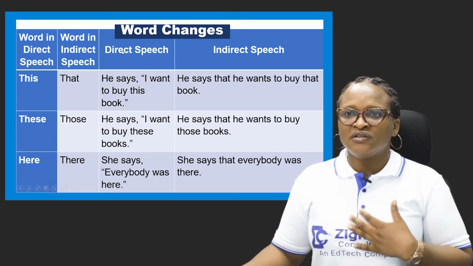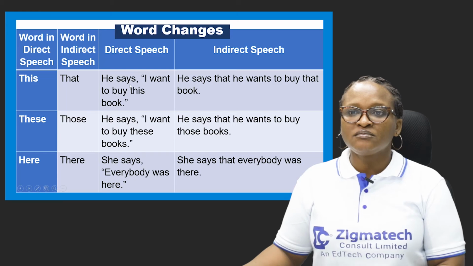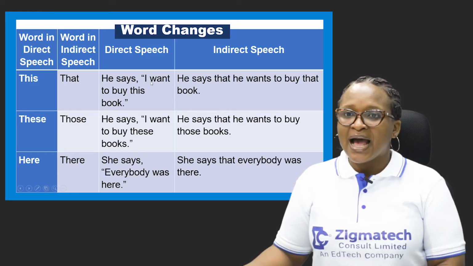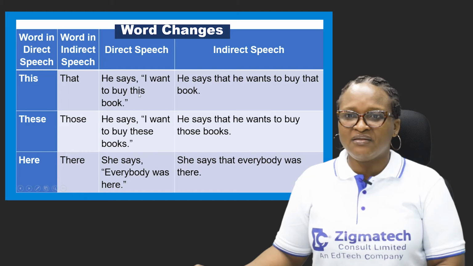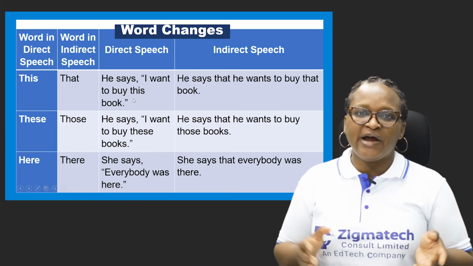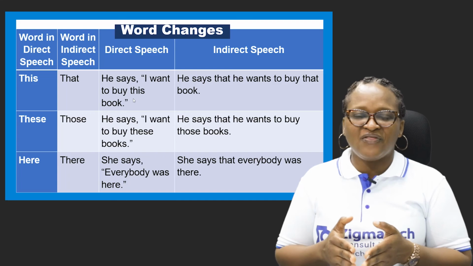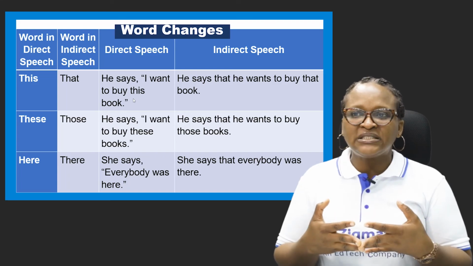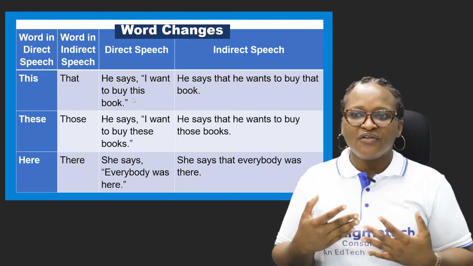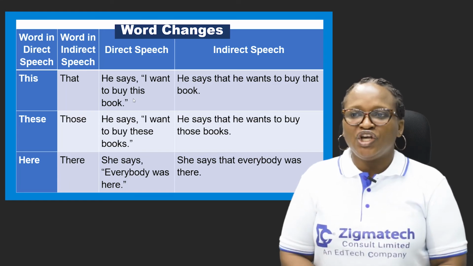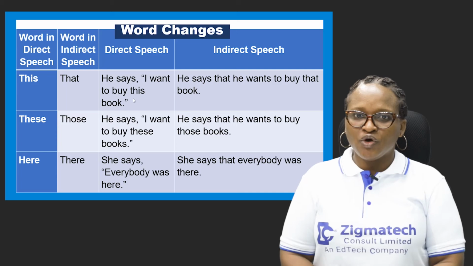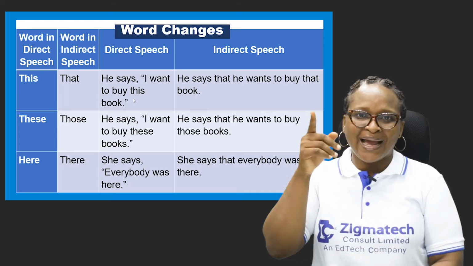Now let's look at these direct speech examples using the word changes. He says, I want to buy this book. So if I'm changing to the indirect, it becomes, he said that he wants to buy that book. It's no more, he wants to buy this book again. No, something has to change because you're reporting. He says he wants to buy that book.